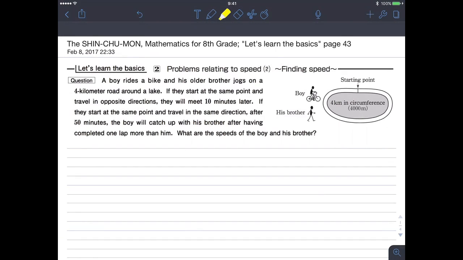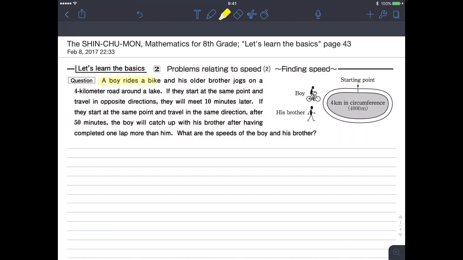In today's video, we will be looking at the Let's Learn the Basics section on page 43 of the SHIN-CHU-MON Mathematics for 8th grade. This is a problem related to speed. We will be finding speed in this problem. Let's begin by reading the question.